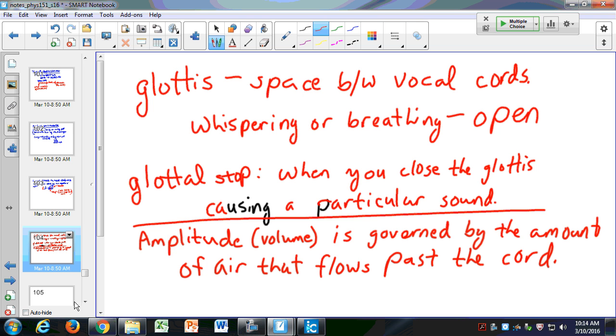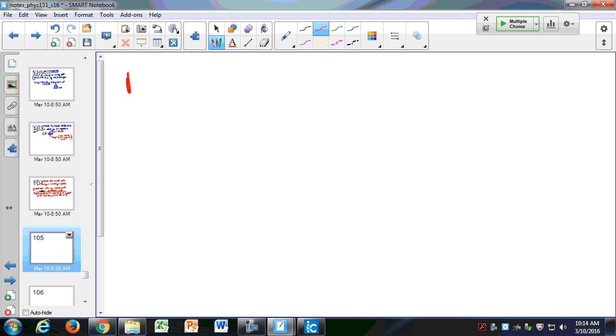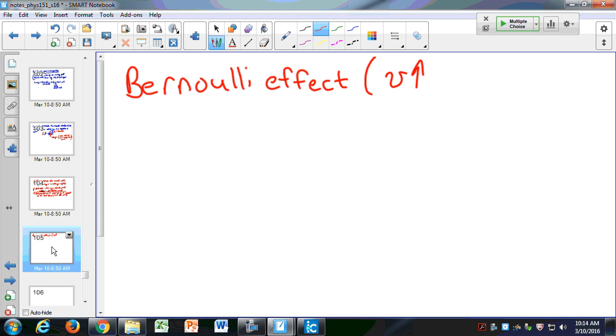The Bernoulli effect is also apparent in our vocal cords. Remember the Bernoulli effect? We had this a little bit in the last chapter. The Bernoulli effect has lots of implications, but when the speed goes up, the pressure goes down. That was really the main implication. And we saw that with aircraft wings, remember?